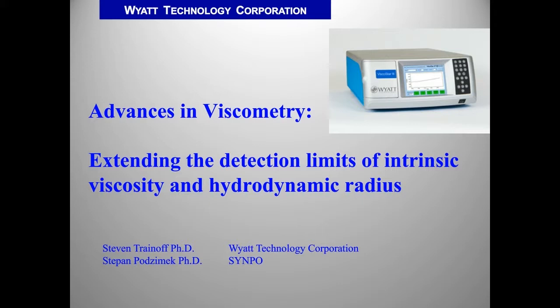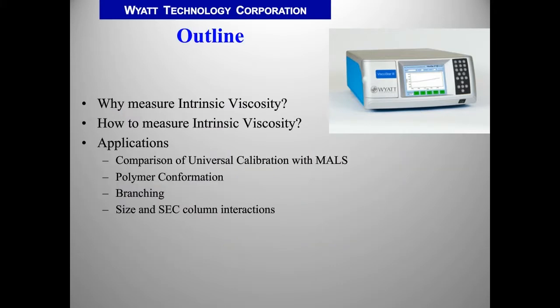So we're going to talk today about some improvements in viscometric detection. The title of today's webinar is Advances in Viscometry, Extending the Detection Limits of Intrinsic Viscosity and Hydrodynamic Radius. First, a quick outline: a little background of why anyone would want to measure intrinsic viscosity, and then we'll segue to talk about the technology and improvements that we've made in the last few years about how to get much better accuracy than has been achievable in the past.